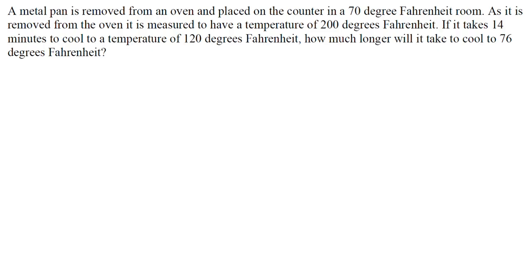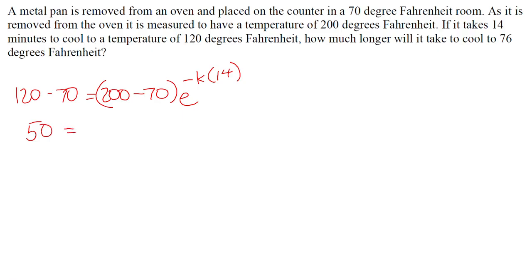So we have our final temperature, which in the initial setup is 120 degrees, minus our surrounding temperature of 70, needs to equal our initial temperature of 200 minus the surrounding of 70, e to the negative k times t, and it took 14 minutes to cool down. So 120 minus 70 is 50, and then 200 minus 70 is 130. We'll take the natural log of both sides after we divide by 130. So 50 over 130 is just 5/13. Now we'll take our natural log.